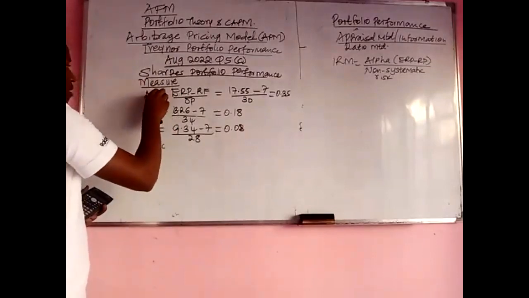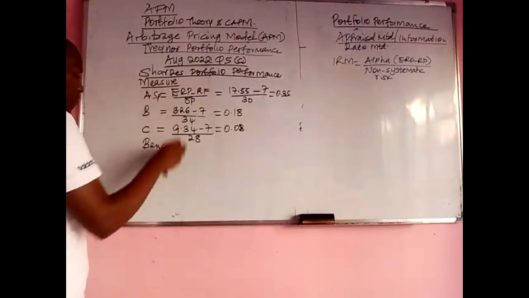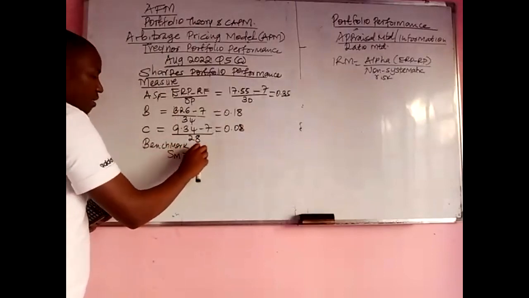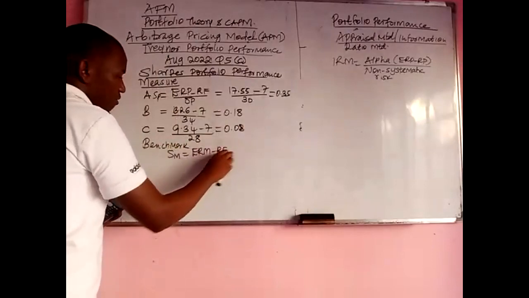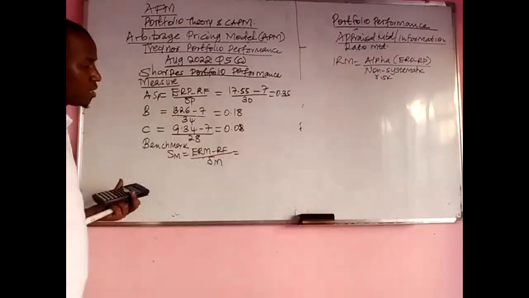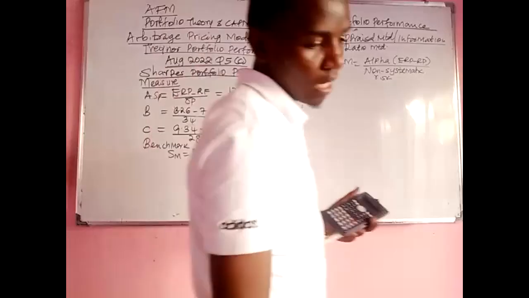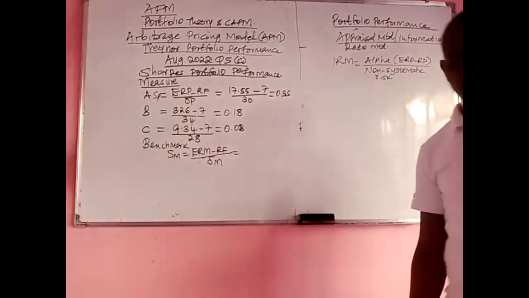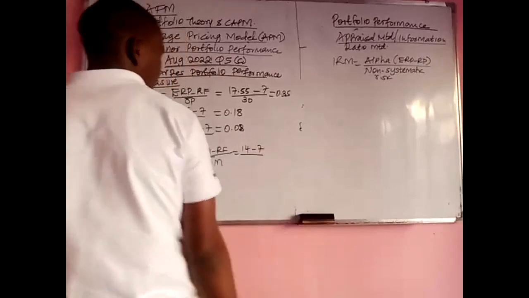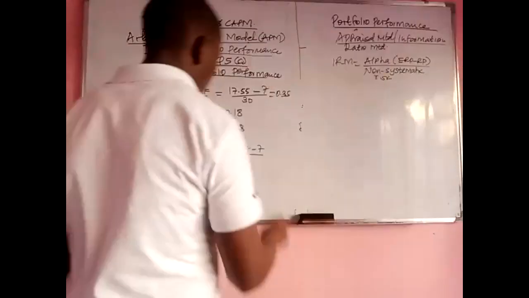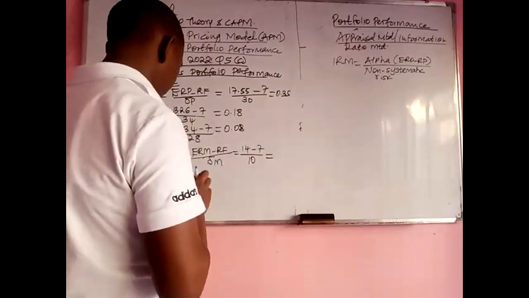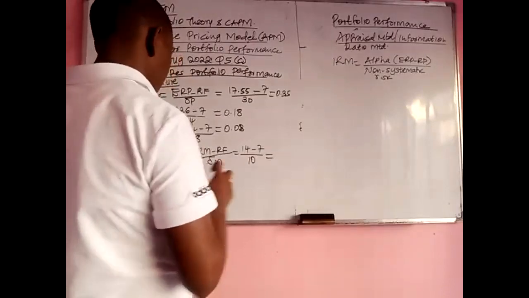Then we look at the benchmark here. The benchmark is just the market. The Sharpe ratio for the market is the expected return on the market minus the risk-free rate divided by the standard deviation of the market. The market return we were given is 14%. So I take 14% minus 7. The standard deviation of the market in the additional information was 10. So this will be 14 minus 7 divided by 10, which is 0.1.